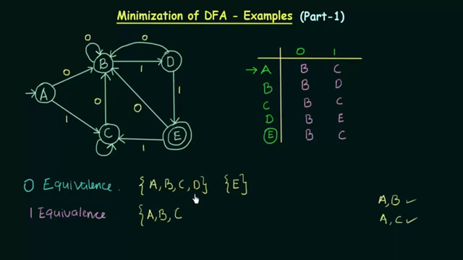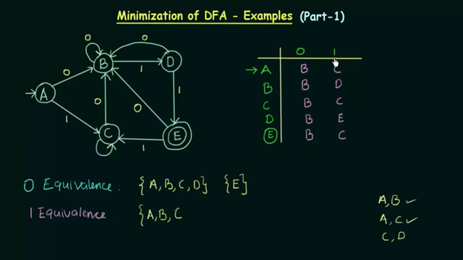Okay, now the next one I have to check is for D. I can check D with either A, B or C, because we already found that A, B, C are one equivalent to each other. So let me check D with C. You can check with A or B also, it's okay, but let me check with C. So C and D. Come to this table, C and D. On getting input 0, where does it go? It goes to B, B. So both are same, it's fine.